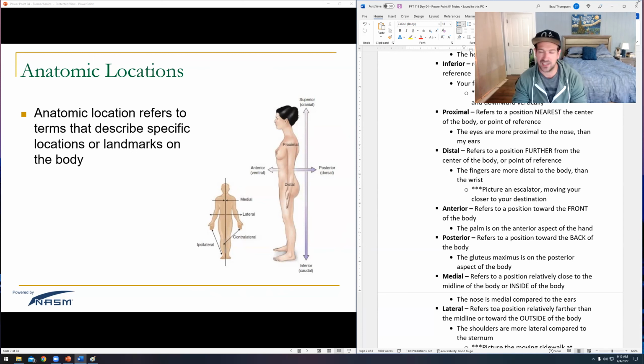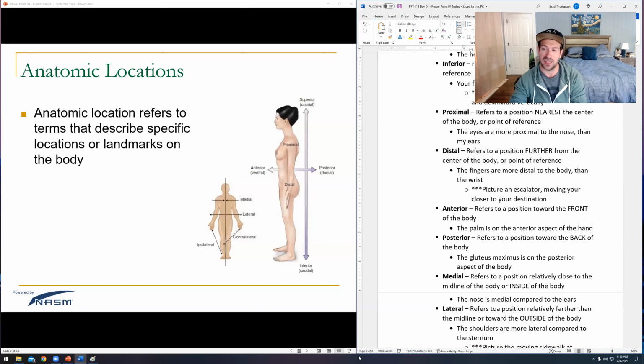And then distal is exactly the opposite. Distal, you want to think distance. It's at a distance. Distal is further away from the center of the body, or further away from a point of reference. So proximal is nearest to the center, distal is further from the center. Your fingers are more distal than your wrist. Your wrist is closer to the center than your fingers are.